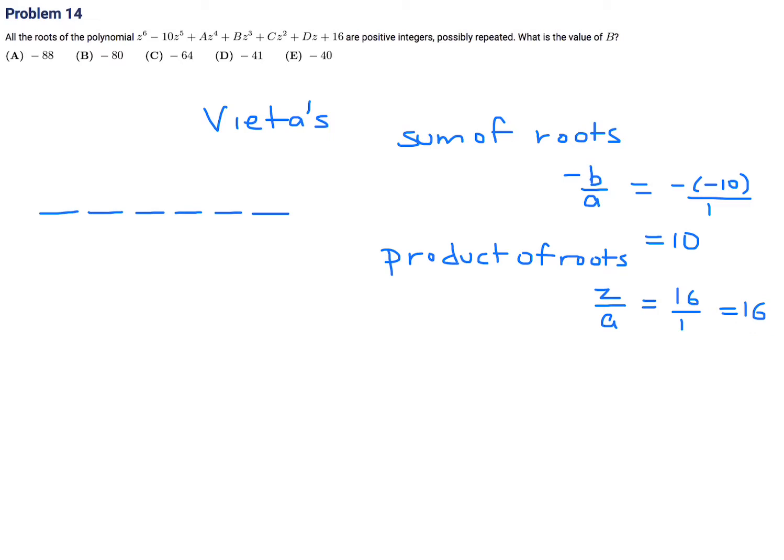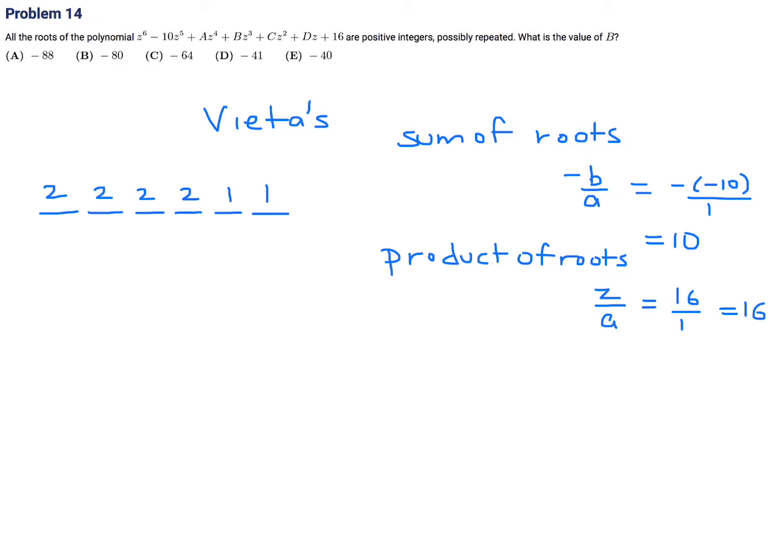So after a little bit of thought, you realize that that's most likely going to be 2, 2, 2, 2, 1, and 1, right? Because if you add these numbers, the total will be 10. And if you multiply them all, the product will be 16. So really, it's just a question of inspection.